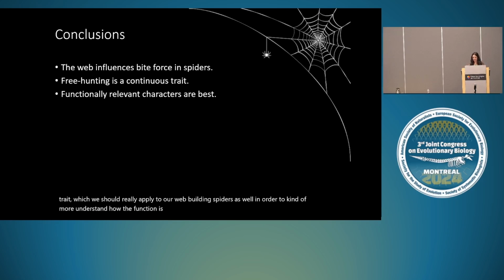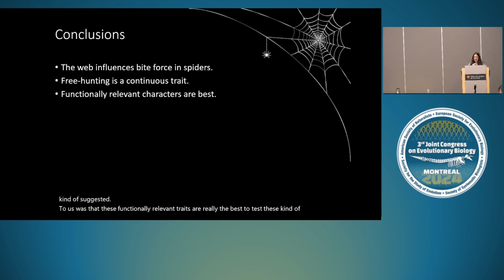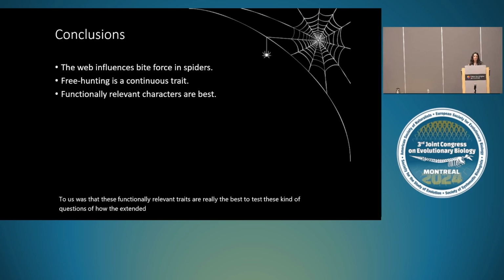And something that I didn't really talk about, we did look at the shape of that intercheliceral sclerite, and we did not find any sort of correlation at all between web building and free hunting. So what this really suggested to us was that these functionally relevant traits are really the best to test these questions of how the extended phenotype is really influencing the somatic traits within the organism.